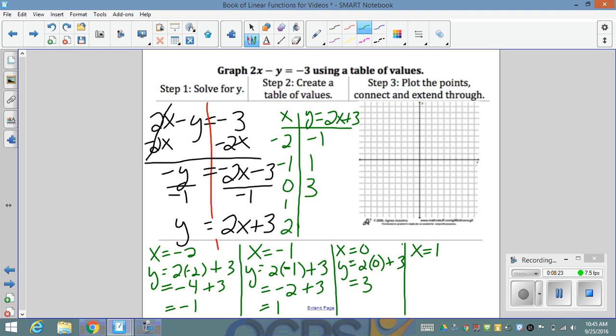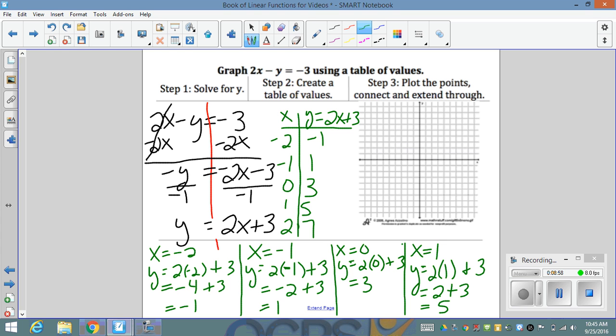And when x is 1, y is 2 times 1 plus 3, which is 5. I've run out of room, so I'm going to do 2 in my head. 2 times 2 is 4, plus 3 is 7. You'll notice there's also a little pattern happening here. Negative 1 to 1, 1 to 3, 3 to 5, 5 to 7. I'm adding 2 each time.